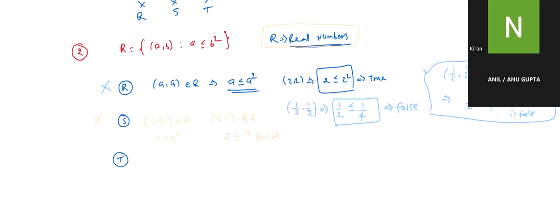So we can take 1, 1 by 4, 1 by 2. Wait. Okay, first ordered pair. Which one?